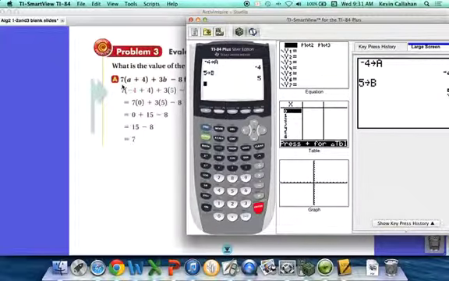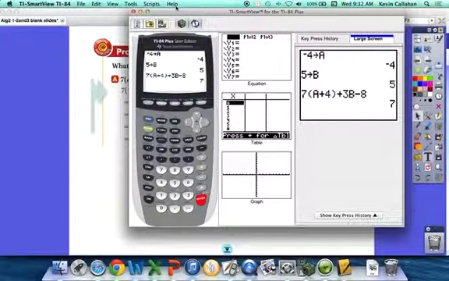I mean, you guys are good at texting, right? Just do it with your calculator now. We're going to go 7 parentheses alpha A plus 4, close parenthesis, plus 3 alpha B, minus 8. And when you hit enter, it's going to evaluate it with those values of A and B. And it's going to do all the order of operations. And the answer is 7. So if you remember that, you'll never make a mistake with this.